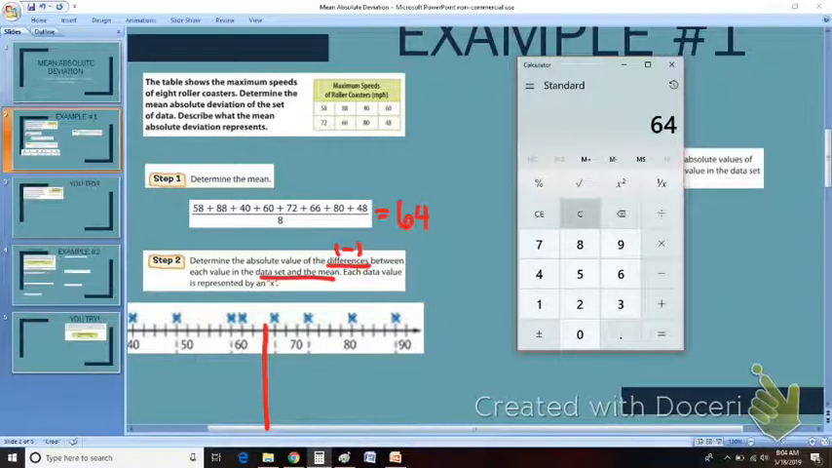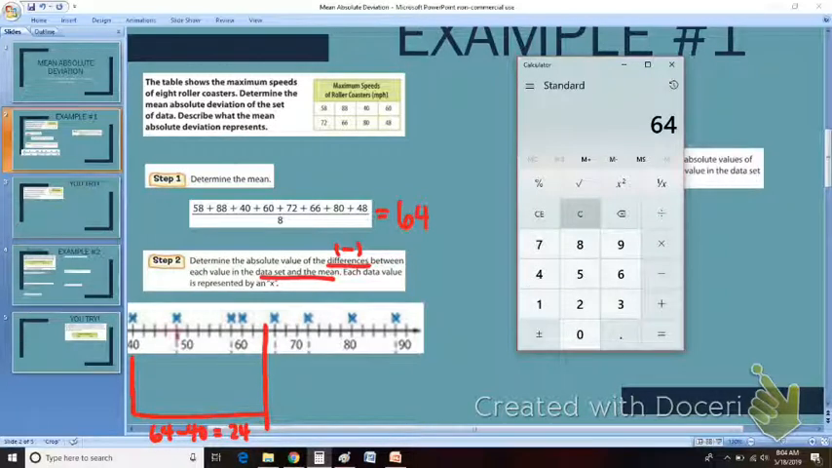All right, so what we're going to do first, we're going to go for our first one, which is 40 to the mean. So we would have 64 minus 40. Okay, we get 24. So now our next one, what number is that?